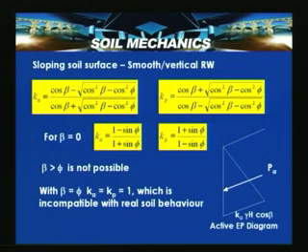When beta is equal to phi, Ka is equal to Kp is equal to 1, which is incompatible with real soil behavior. So when beta is equal to phi, these coefficients change to Ka is equal to Kp is equal to 1, which is incompatible with real soil behavior.